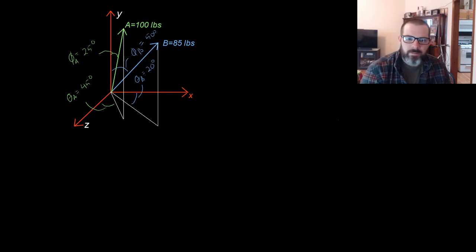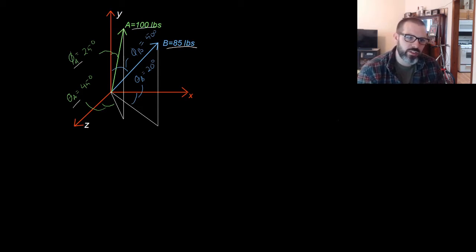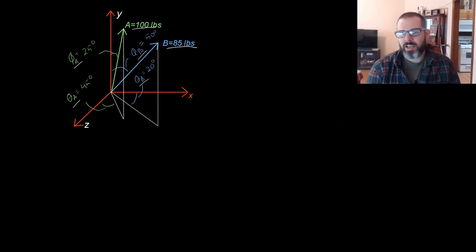So in this problem, we have two vectors, A and B, and they are given in azimuth and transverse angle notation. What I want to do is add vector A and vector B. What we never want to do is do any addition or really work with any vectors in azimuth and transverse angle notation.